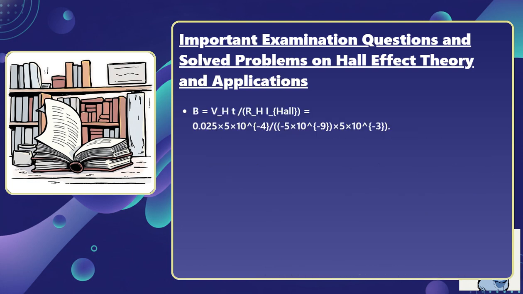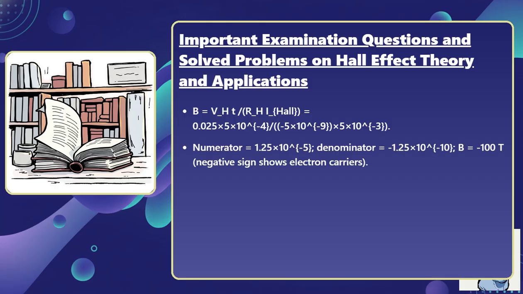B equals V sub H times T divided by R sub H I Hall equals 0.025 times 5 times 10 to the minus 4 divided by negative 5 times 10 to the minus 9 times 5 times 10 to the minus 3. Numerator equals 1.25 times 10 to the minus 5. Denominator equals minus 1.25 times 10 to the minus 10. Therefore B equals minus 100 Tesla, the negative sign indicating electron carriers.